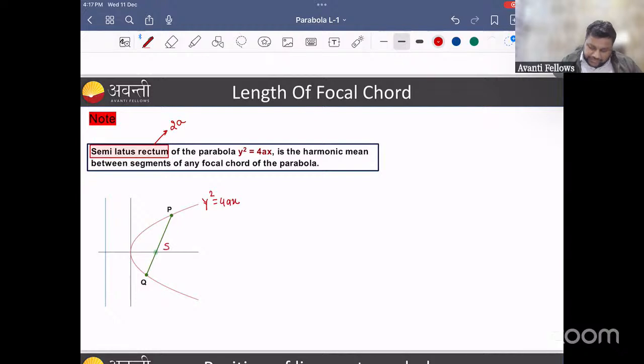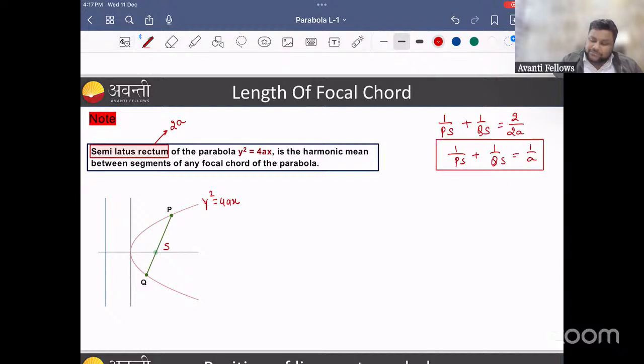Let us assume focus is S. What they are saying, harmonic mean means 1 by PS plus 1 by QS is 2 by 2a. That is, 1 by PS plus 1 by QS is 1 upon a. Semilatus rectum is the harmonic mean between the segments of the focal chord. Am I clear? Now see, say this point P is at^2, 2at.